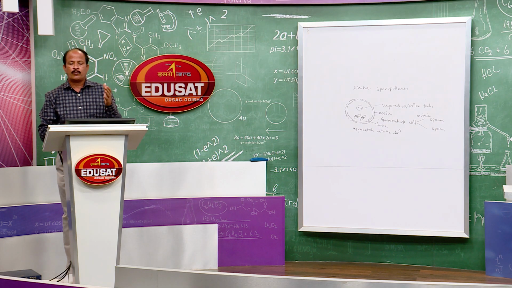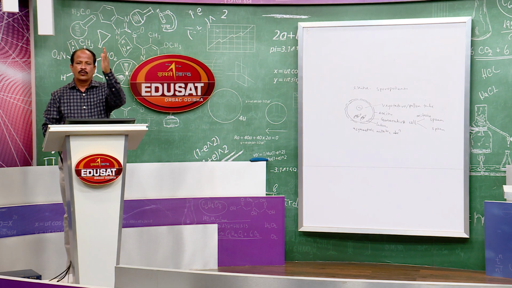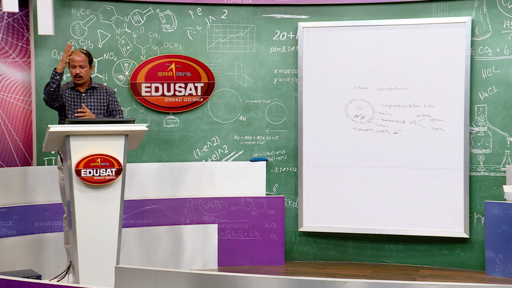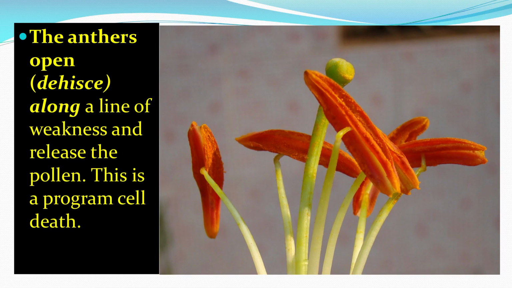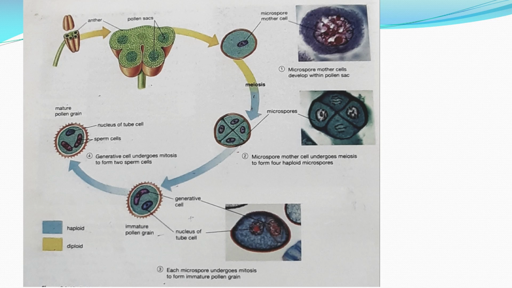Now, once the pollens are ready, the anther wall dehisces in a particular line, resulting in release of pollens. So you can see in this lilium, the anthers are split longitudinally, resulting in release of the pollens. So this is the summary of how microsporogenesis and microgametogenesis results in a 2 celled pollen grain.